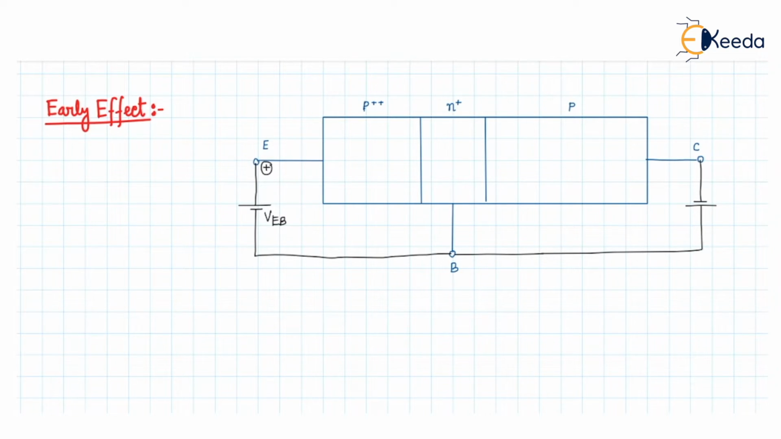Similarly, if we apply the collector as a negative potential and the base as a positive potential, and denote it as VBC, then we can say the emitter junction, that is the JE junction, will be forward biased and the JC junction will be reverse biased. Since the JE junction is forward biased, the depletion region will be thin at the JE junction. This is the depletion region, which is very thin.